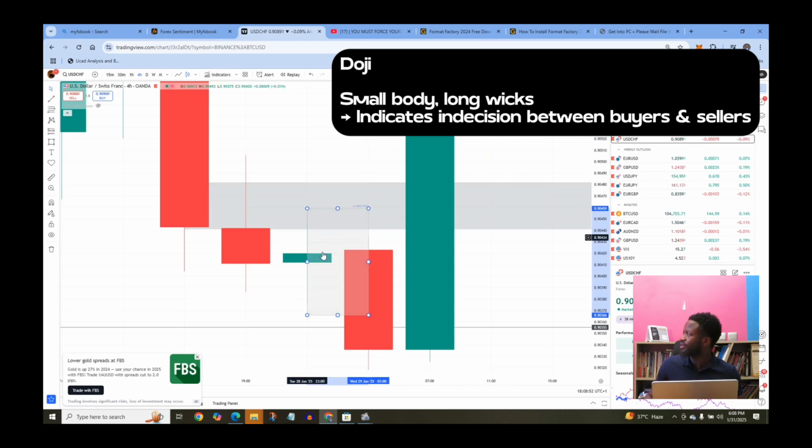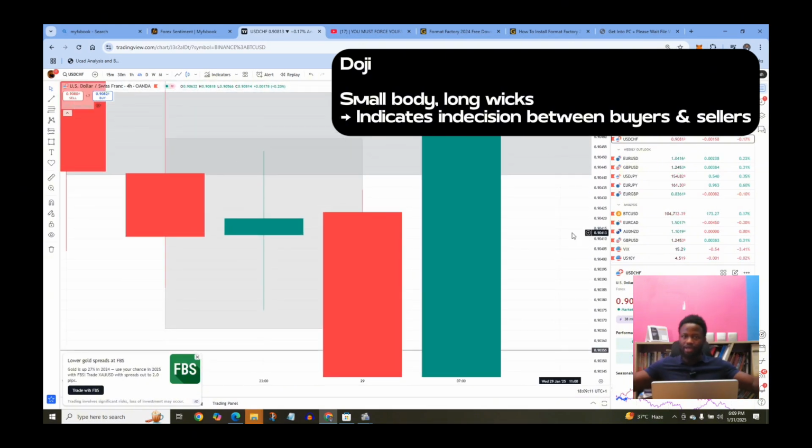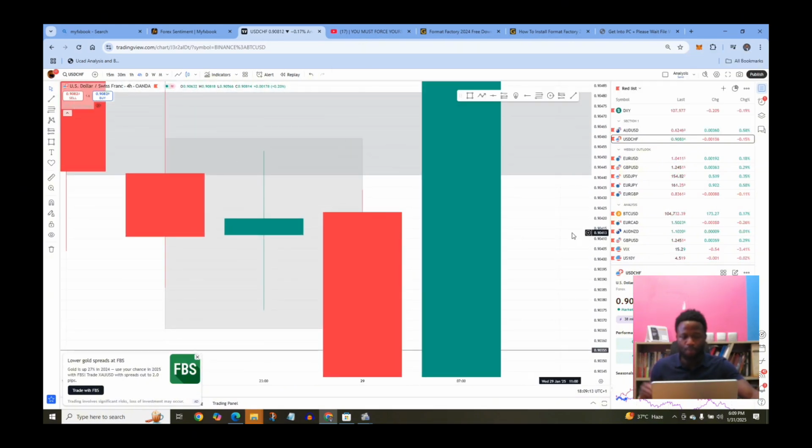So this one, this green in the middle of this red, this guy looks strange. Why? The body is small and it has longer wicks than the body at the top and at the bottom. You can see it, guys, right? I'm zooming, that's why you can see it like this. So small body, long wick, that's how you recognize a doji.